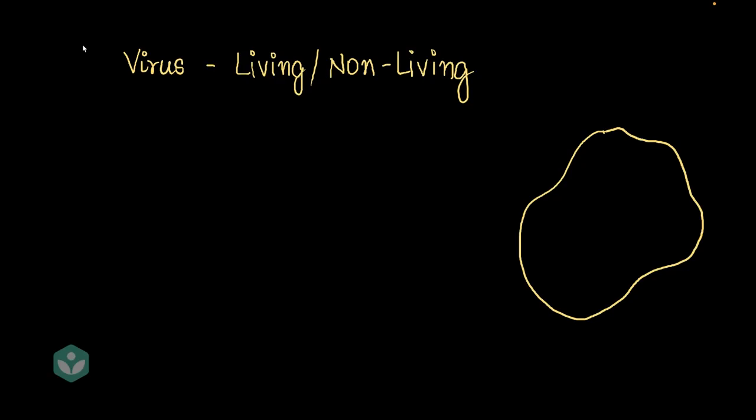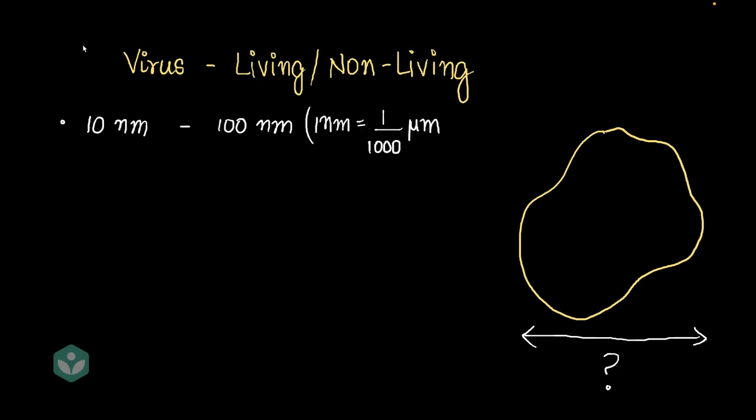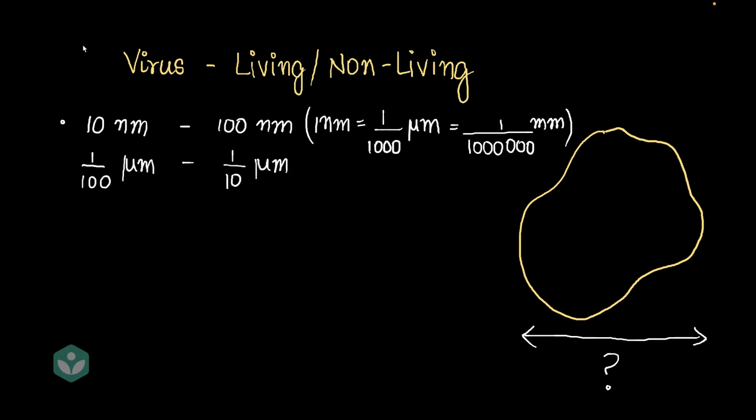Let's say this is a virus. How big do you think a virus is? Well, a virus ranges from 10 nanometers to 100 nanometers. Wait a minute. How do you know how big a nanometer is? Well, 1 nanometer is a thousandth of a micrometer. And in millimeters, that's 1 millionth of a millimeter. And if I write down these figures also in micrometers, that's 1/100th of a micrometer to 1/10th of a micrometer.